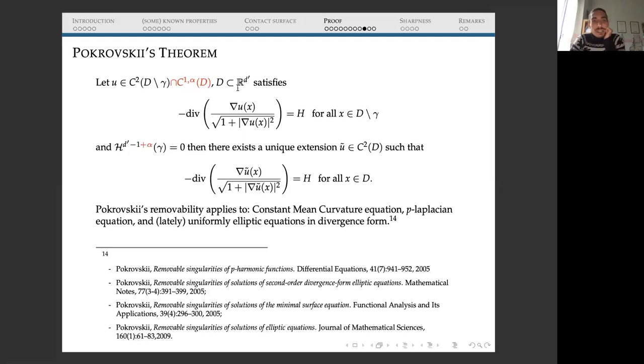Pokrovsky developed this result first for the constant mean curvature equation with H equal to 0, then for the p-Laplacian equation, and then lately for uniformly elliptic equations in divergence form. They are very interesting papers, listed here. Whenever you have an equation in divergence form, you can invoke this principle. You can say that satisfying the equation and being C^(1,alpha) allows you to remove sets whose size is D prime minus 1 plus alpha negligible.